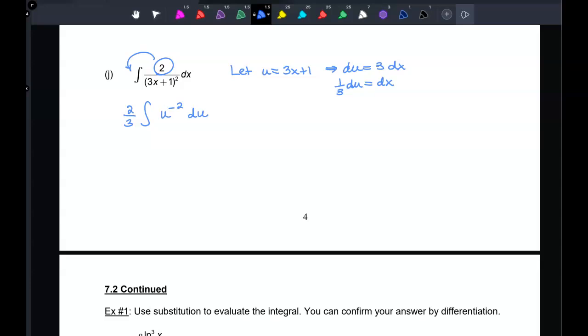I don't get why we changed the du. Because we have to. If we change this to u, this has to be to u. Like we say let u equal 3x plus 1 and then we write du equals 3 dx. But why do we do 1/3 du? Because there's no 3 here, only a 2. So I'm going to replace the dx with the 1/3 du.